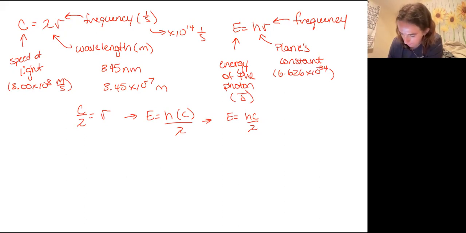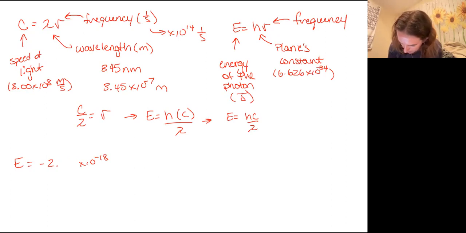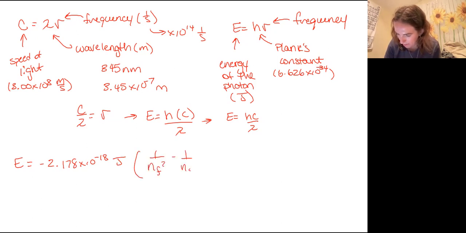We can say that the energy is equal to negative 2.817 times 10 to the negative 18th, I believe, if I am correct. And this number is a little off. This is 2.178 times 10 to the negative 18th joules. Okay, that's that constant there. Again, this will be given to you so you don't have to question it. And this is 1 over n final squared minus 1 over n initial squared. This is your final energy level. And this is your initial.